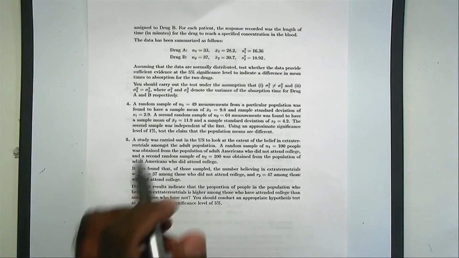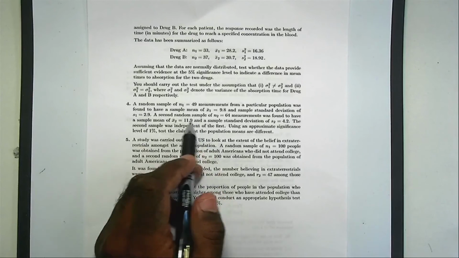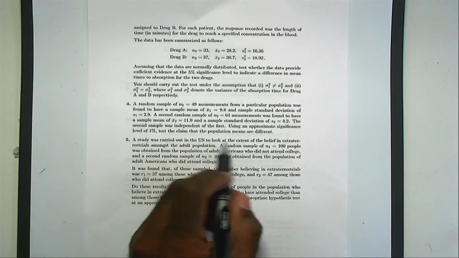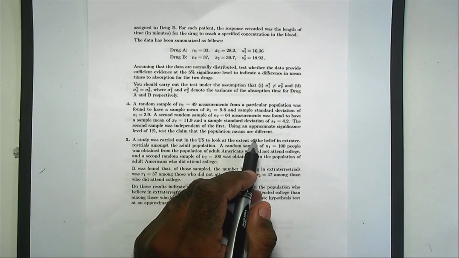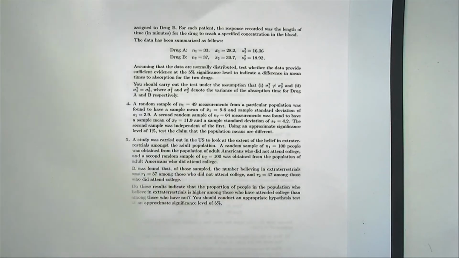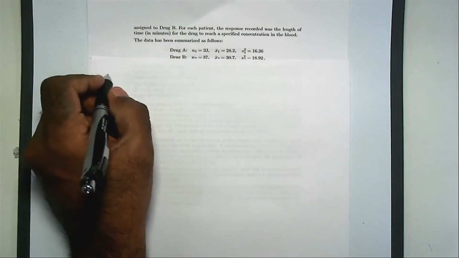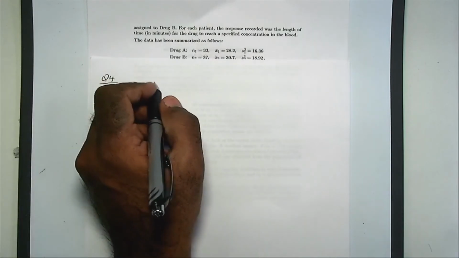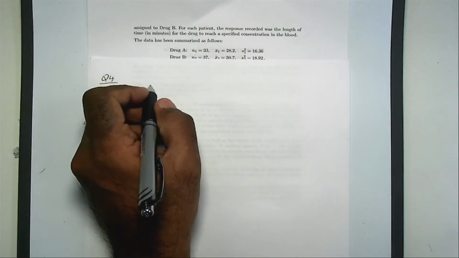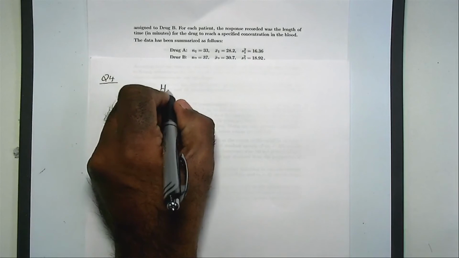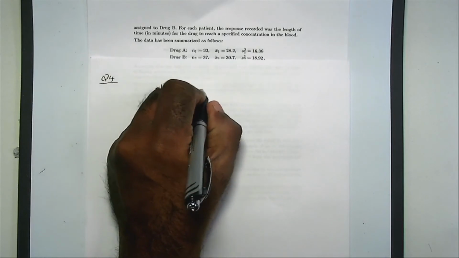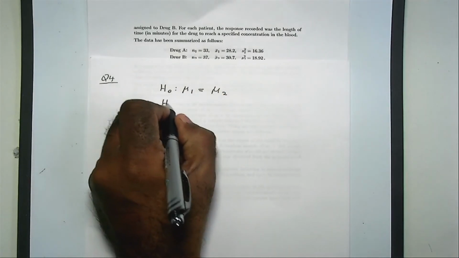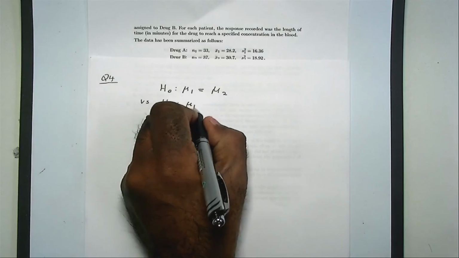All right, the next question is question 4. Here we have two samples from two different populations, and we want to test whether the population means are different from each other. Let's see how we can do this. This is question 4 of sheet 12. What you're trying to test for here is the null hypothesis versus the alternative that mu1 is not equal to mu2.